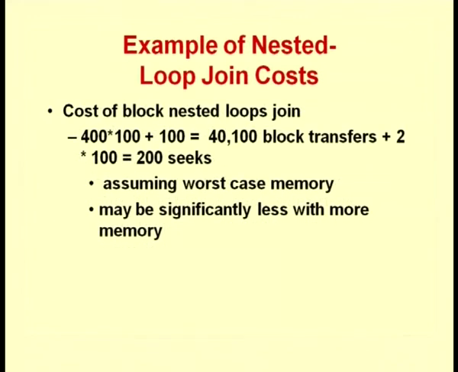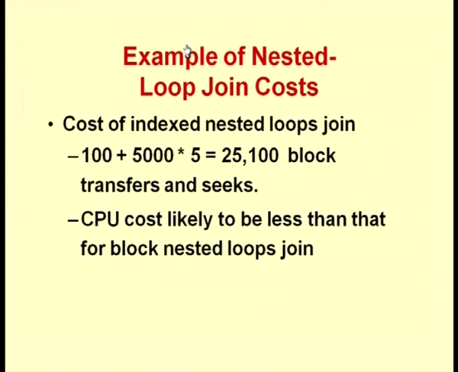The cost of the block nested loops join is 400 * 100 + 100, that is 40,100 block transfers, plus 2 * 100, that is 206 seeks. This is assuming the worst case memory; the cost may be significantly less with more memory. The cost of the indexed nested loops join is 100 + 5000 * 5, approximately block transfers, and seeks. CPU cost is likely to be less than for the block nested loops join. This is in the nested loop join.